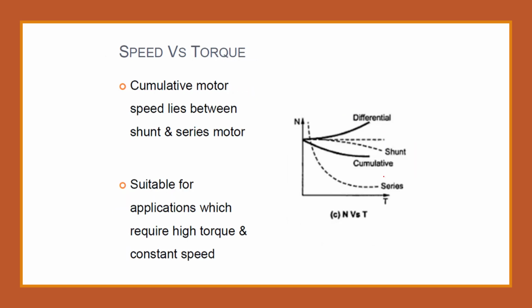The next is the mechanical characteristics. There you can see the speed versus torque characteristics. For cumulative, the speed is maintained as the torque increases, but in differential, as the torque increases the speed keeps on increasing. So the cumulative motor is suitable for applications which require high torque and constant speed.